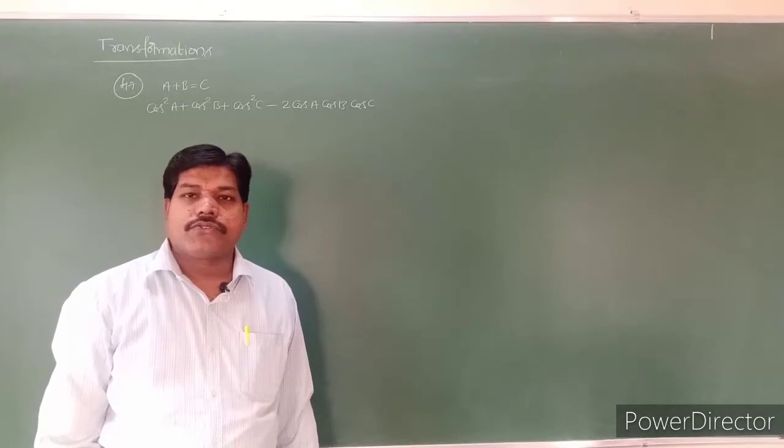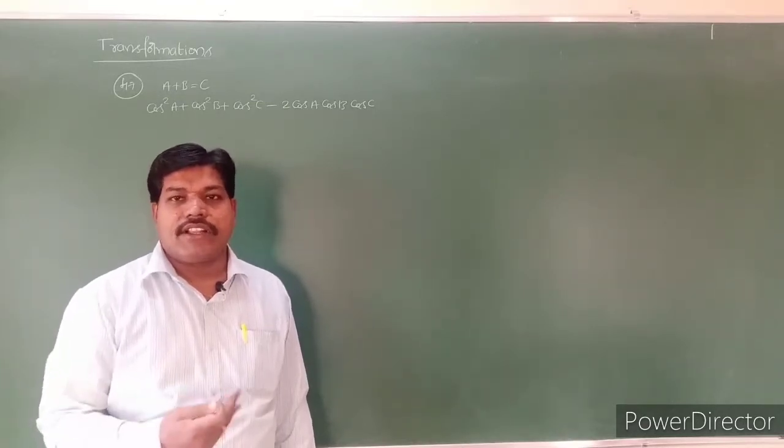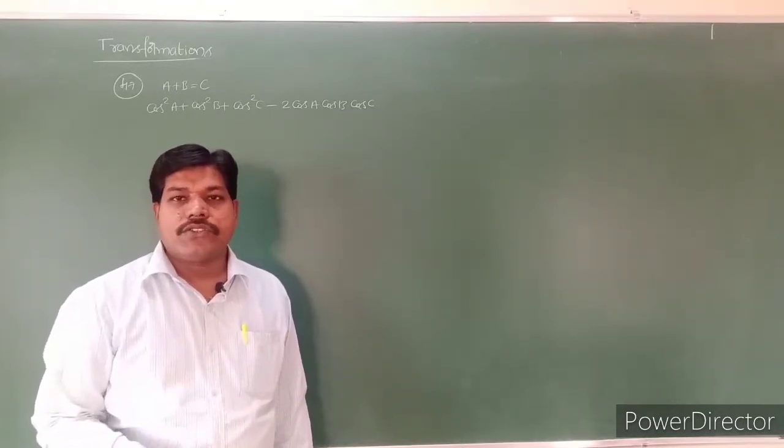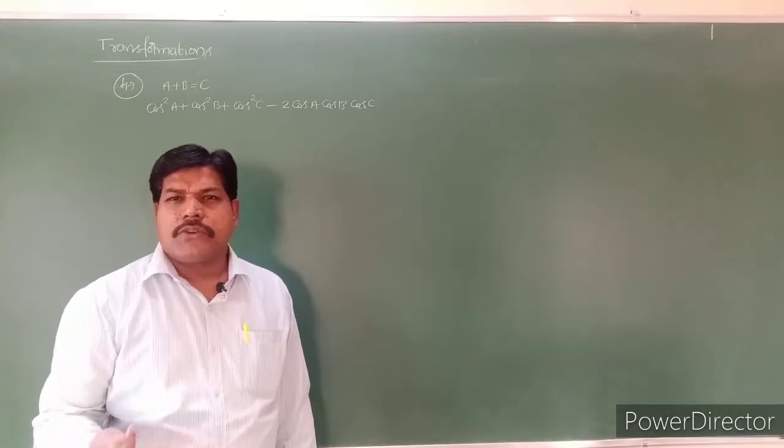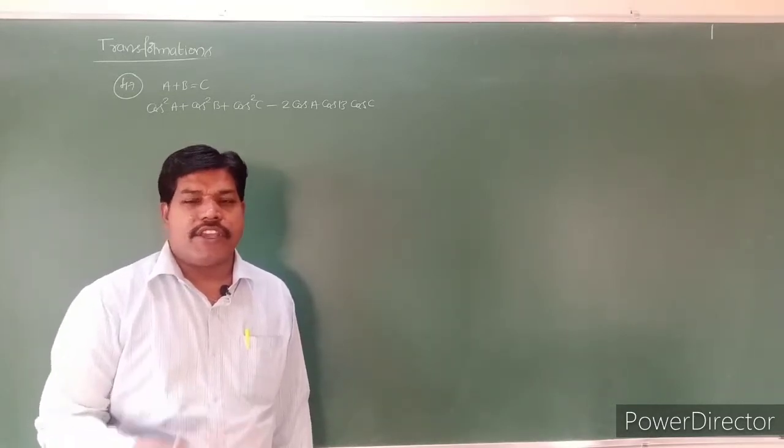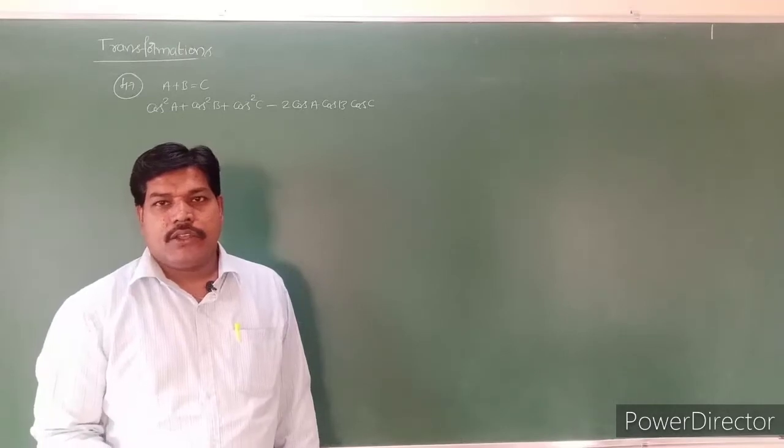Okay, so see this question, students. You can verify the answers by using the condition A plus B is equal to C. So you can take A equal to 30, B equal to 60 and C equal to 90. You can verify the answer.